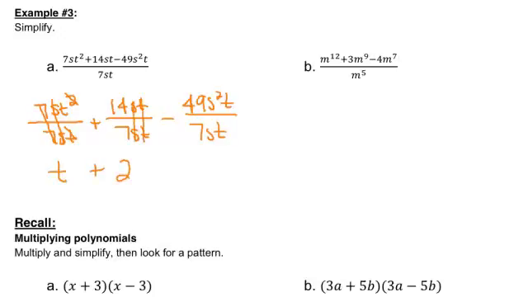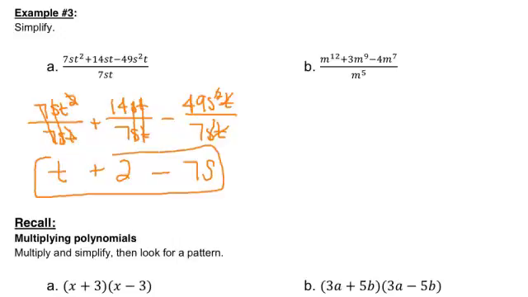Our s's and our t's cancel out. And for the last fraction, we have 49 divided by 7, which is 7. S squared divided by s. Remember, s times s is s squared, so one of those s's cancels out. We're left with just one s, and then our t's cancel out. So our final polynomial is t plus 2 minus 7s.